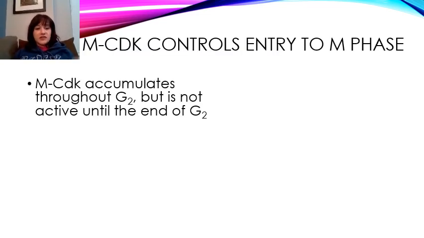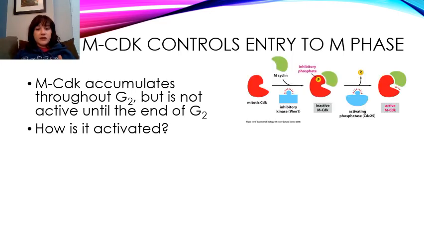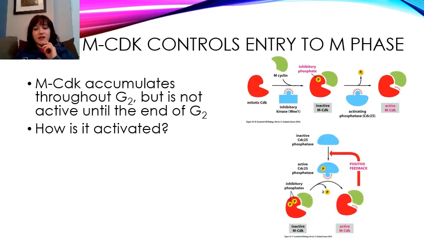So MCDK, again, we talked about how that's important for cells to exit G2 and go on into M phase. And it gets activated by dephosphorylation. We talked about that before, right? Interestingly, once MCDK gets activated, it can actually perform positive feedback, some self-regulation, in which it can continue to activate its activator. Right?